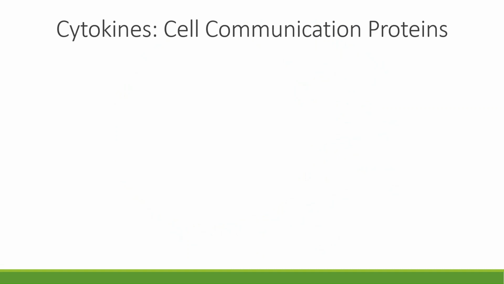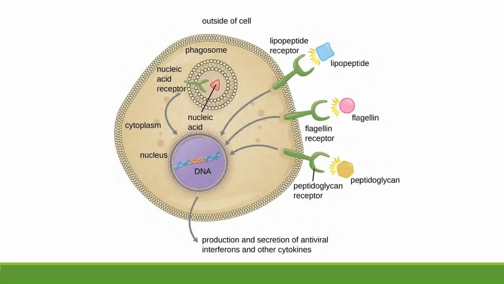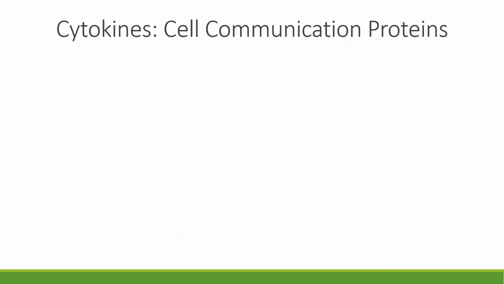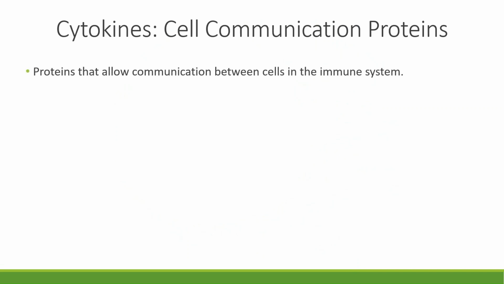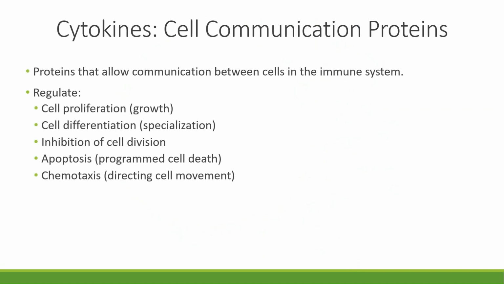Now, I brought up cytokines on this previous slide as something that can be secreted, like interferons. Let's dig into this a little bit more. Cytokines are proteins that allow cells to communicate and coordinate immune responses. They help regulate cell proliferation, so that's growth, cell differentiation, where cells convert into specific cell types, and they help with inhibition of cell division.